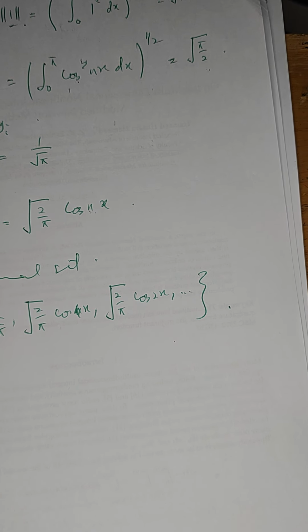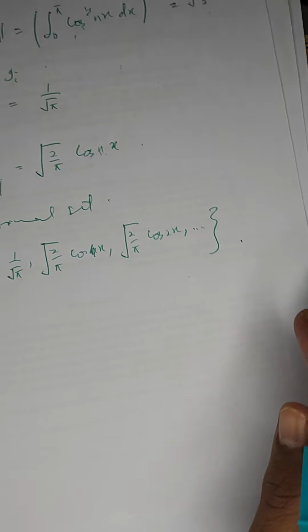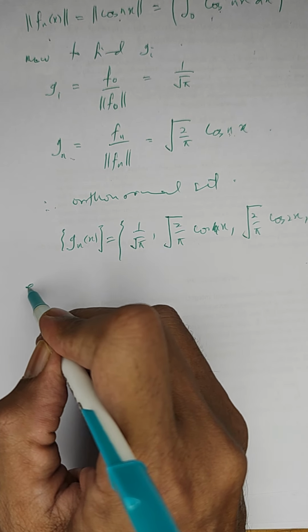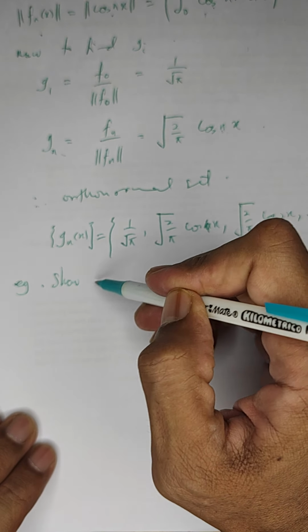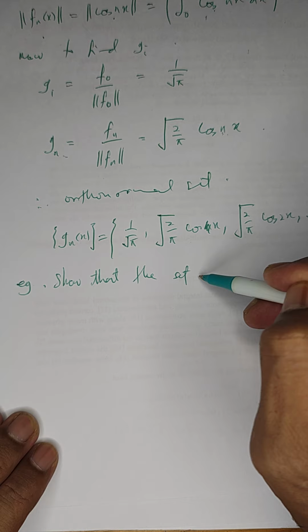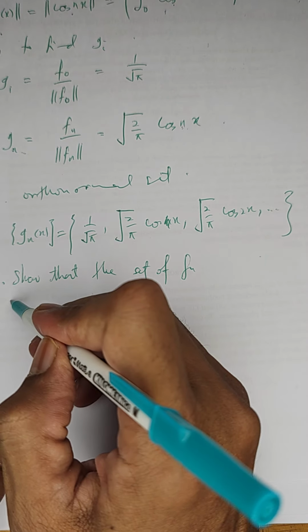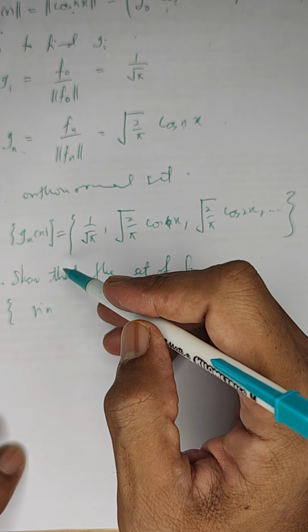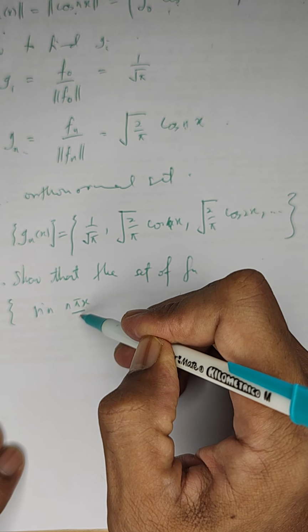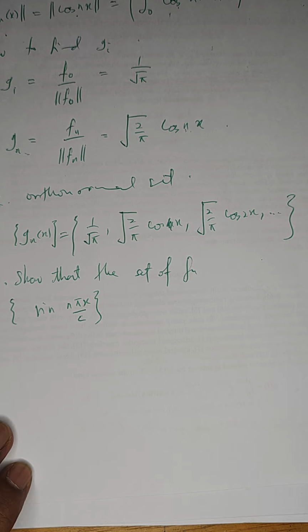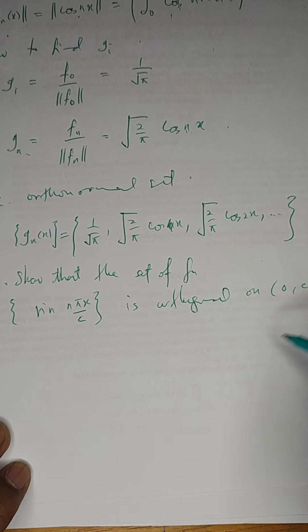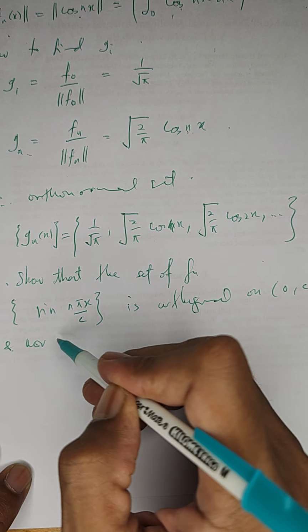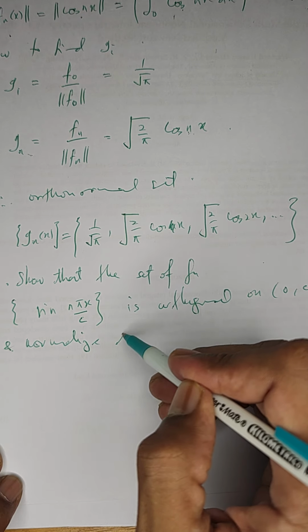Okay, I'll give you another example. Show that the set of functions sin(n pi x over c) is orthogonal on the interval 0 to c, and normalize the set.